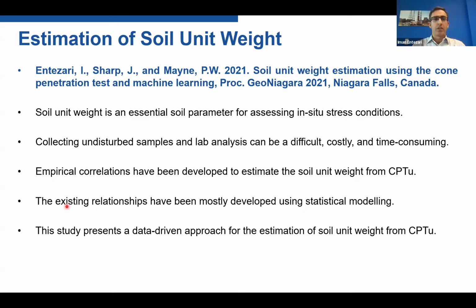And then we can collect undisturbed samples and do lab analysis to get the unit weight, but that's obviously costly and time consuming, and it's challenging to collect undisturbed samples. So empirical relationships have been developed to estimate unit weight from CPT. Those are mostly based on limited data sets and, say, statistical modeling. So in this work, we wanted to see basically what happens when we adopt a machine learning approach and if we get better results or not.